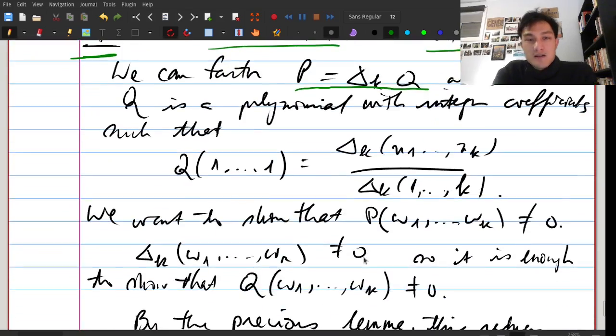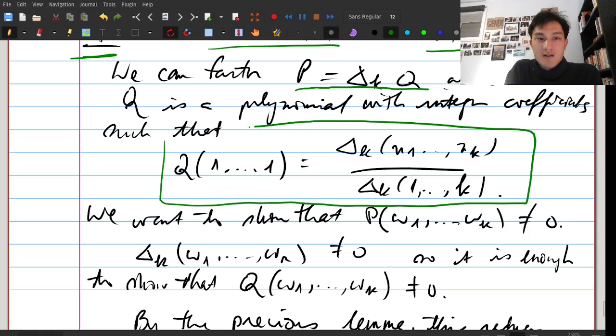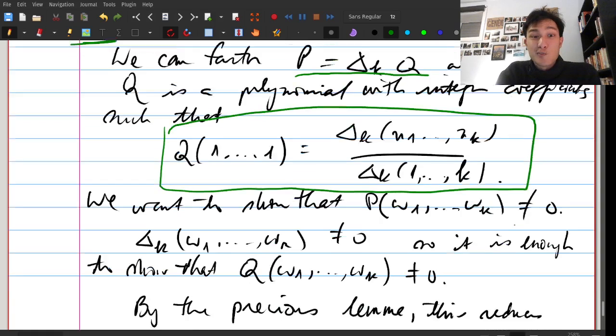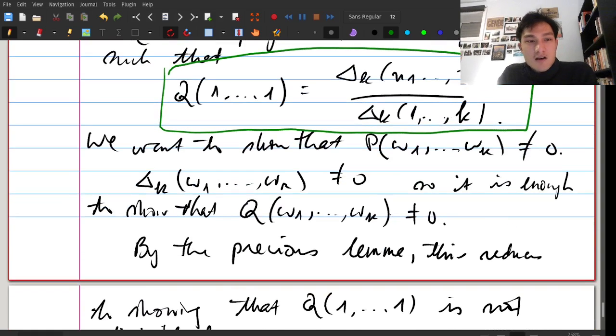All right. So that's this. I feel weird not writing anything while I talk, so I'm going to draw little boxes. Okay, so we want to show that P of omega 1 up through omega K is non-zero. So to show that it has non-zero determinant with all these powers with all these roots of unity in there.